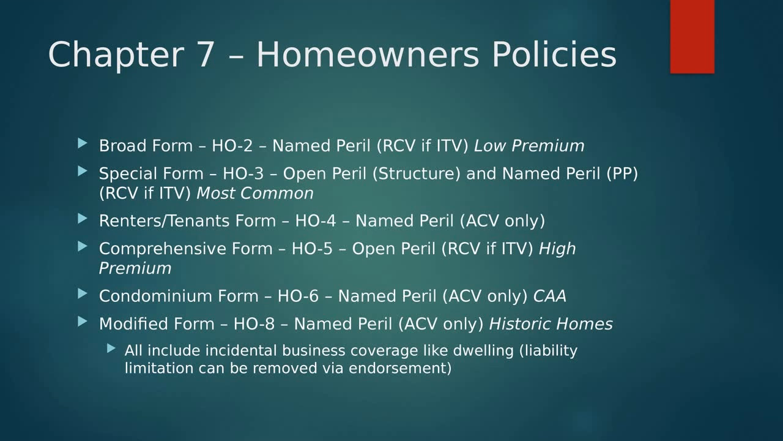If you happen to have a shared wall situation like a condominium or a townhome, a condominium form, HO6, is going to be the appropriate form for this. Named perils basis only, on an actual cash value basis only for valuation. And then if you happen to have a historical home, this is typically used for these types of purposes, a modified form, an HO8. This is going to have a named perils basis for the types of perils covered and actual cash value only for the valuation of the losses.